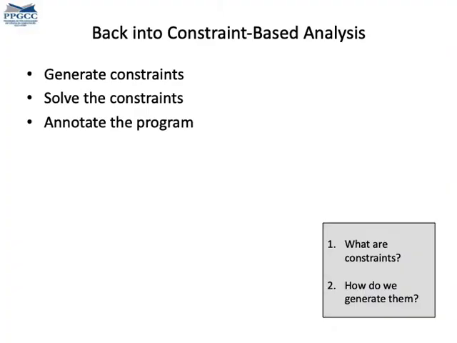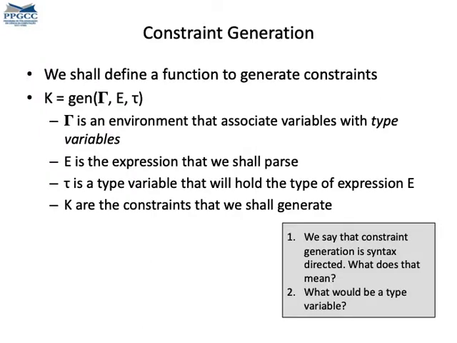So, as a quick recap, we will be generating types in three phases. First, we generate the constraints, then we solve them, and finally, we annotate the open variables in the program with the solution of the constraint system. We'll be using the function gen to generate constraints.